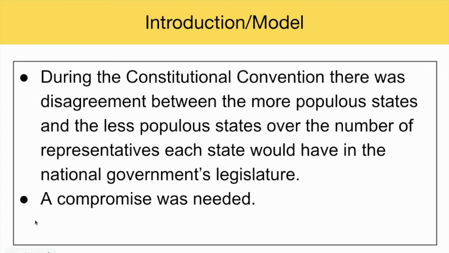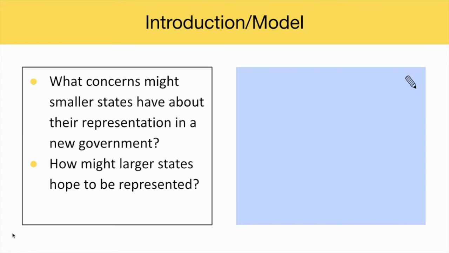During the Constitutional Convention, there was a disagreement between the more populous states and the less populous states over the number of representatives each state would have in the national government's legislature. A compromise was needed. Using the information from the previous slide, consider the following questions.